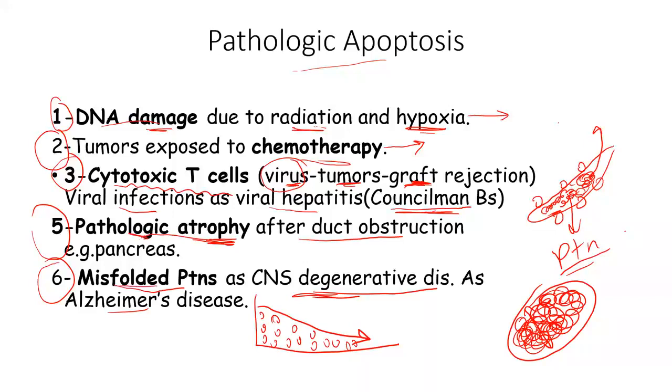And lastly, we have the misfolded proteins as degenerative diseases of the CNS, in which you have accumulation of this misfolded protein inside the endoplasmic reticulum with failure of proper folding, leading to induction of apoptosis in these neurons, and by time I have diminished number of neurons in the brain, leading to the manifestations of these degenerative diseases as Alzheimer's disease.